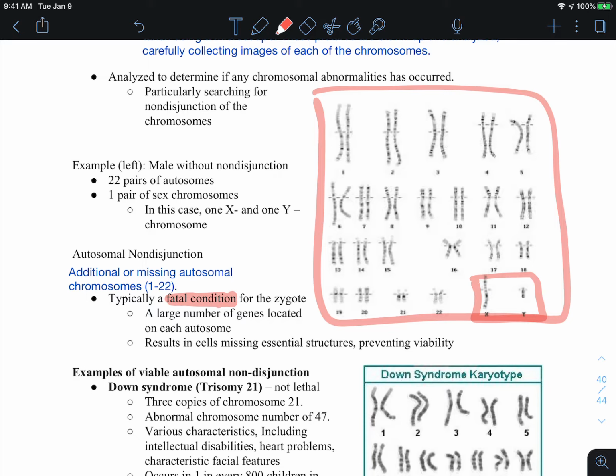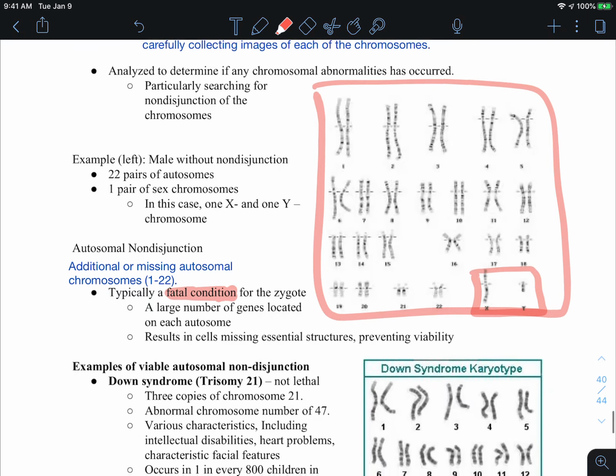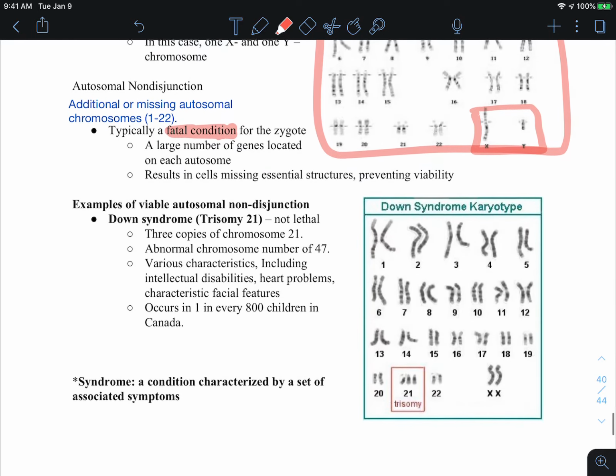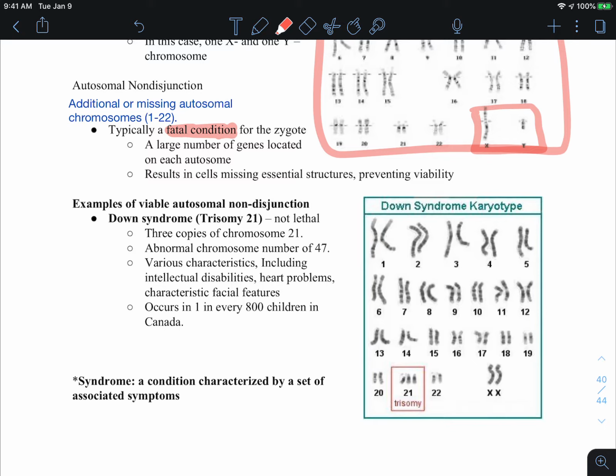It can essentially cause a miscarriage, because there are so many genes located on those chromosomes. And so this can result in the cell missing essential structures, or it can result in the cell having too much of some protein, using up important materials. Now, Down syndrome is an example of a trisomy, trisomy 21, so that's this chromosome right here.